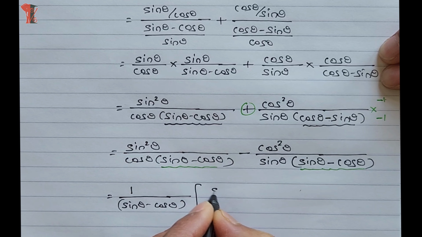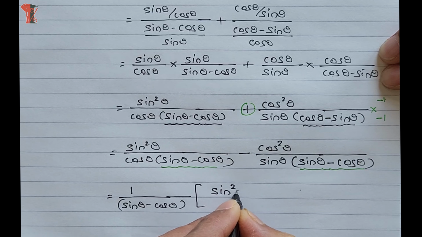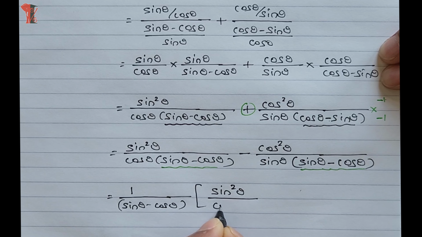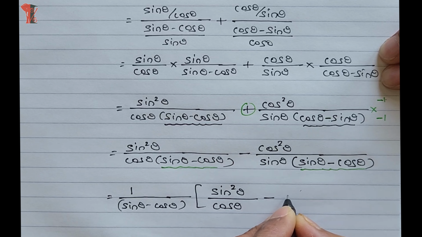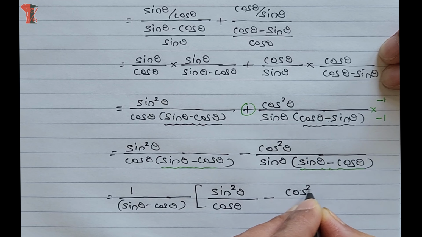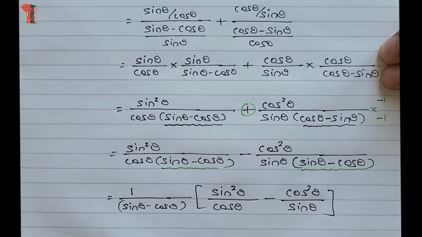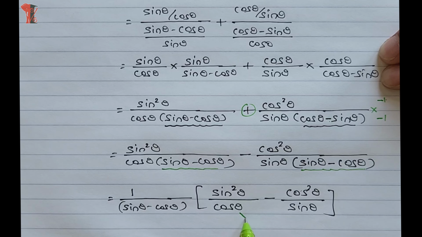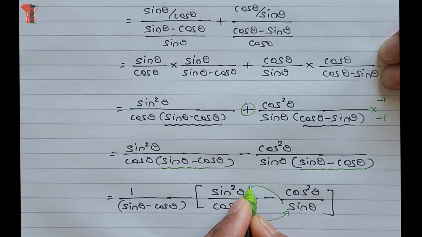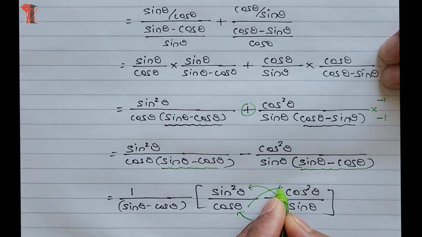So here leftover is sin²θ by cos θ minus, here it is cos²θ by sin θ. Now we are going to do the LCM. LCM means what? We can use the butterfly method, multiply sin θ and cos θ, and sin θ into sin²θ, cos θ into cos²θ.